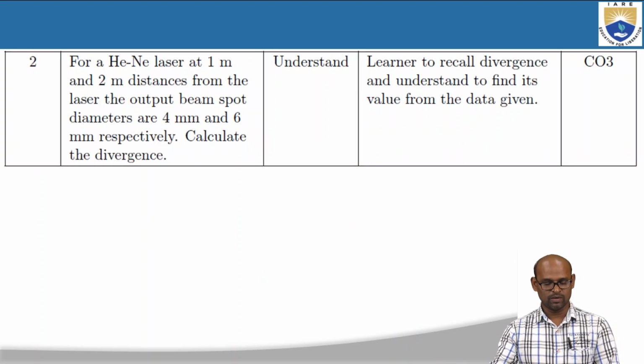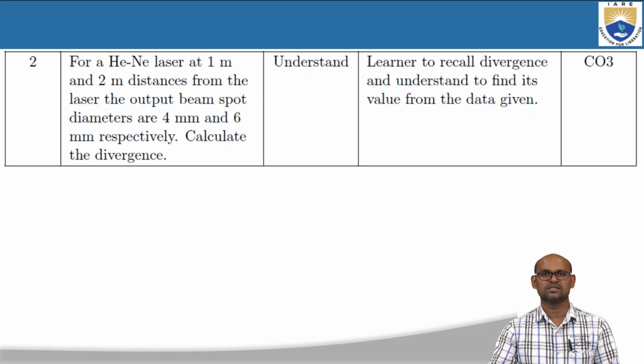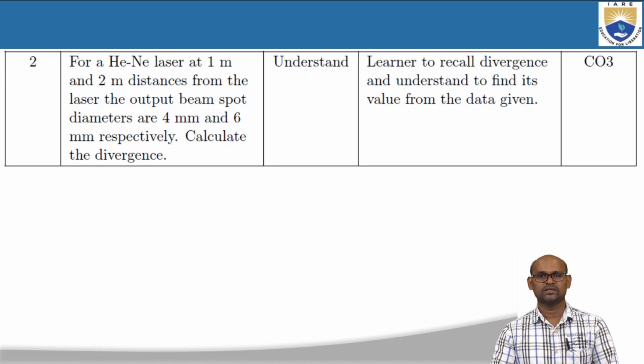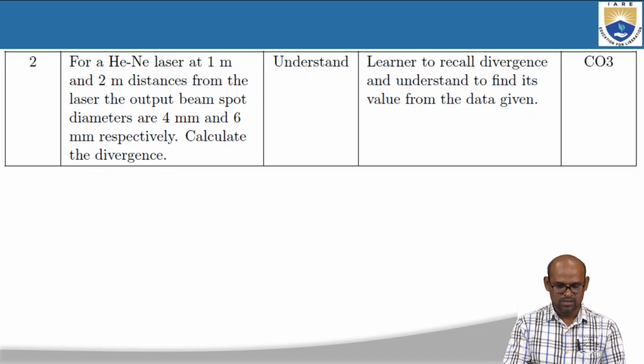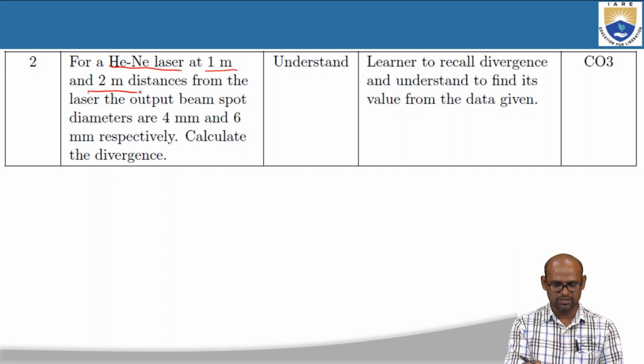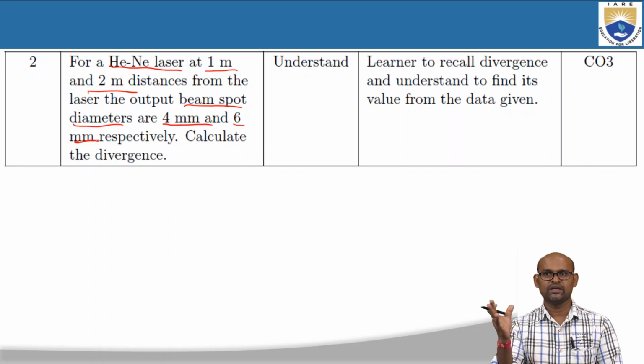The second problem: for a helium-neon laser at 1 meter and 2 meter distances from the laser, the output beam spot diameters are 4 millimeters and 6 millimeters respectively. Calculate the divergence. So the laser beam diameters are given as 4 millimeters and 6 millimeters, and we need to calculate the divergence, the spreading of the laser light.